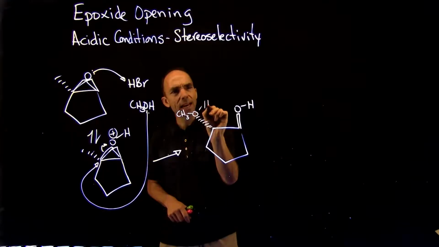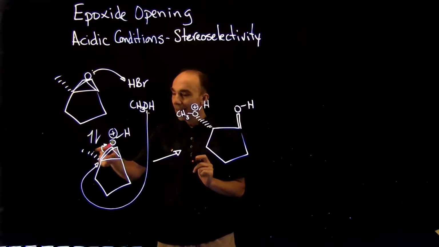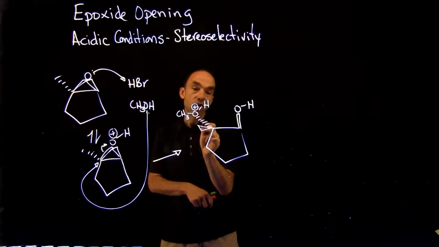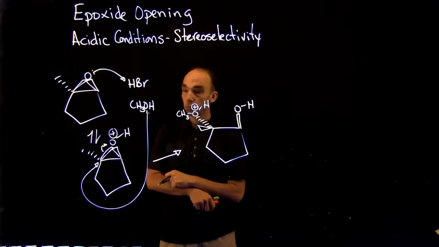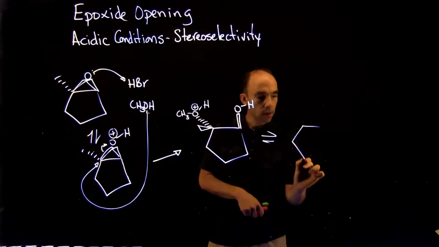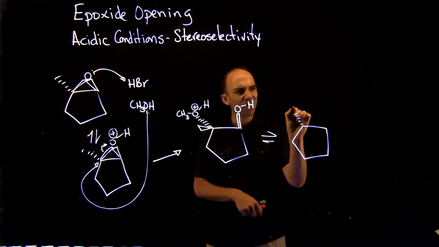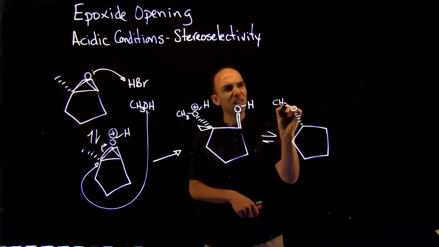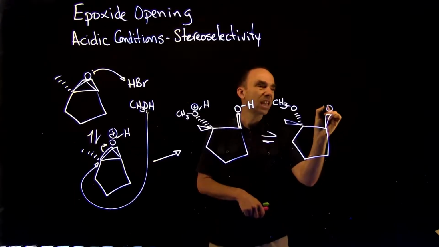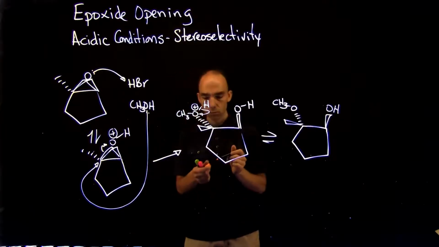And to have a full mechanism, we keep the H, so there's a positive charge. And now the methyl group will be at the front. CH3. Next step, loss of proton. Obviously, no change of stereochemistry. And that's the product forms. This is shown like that.